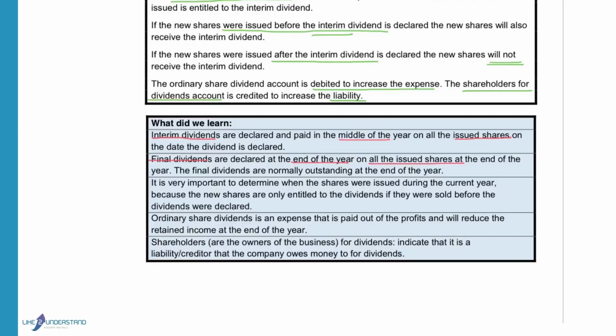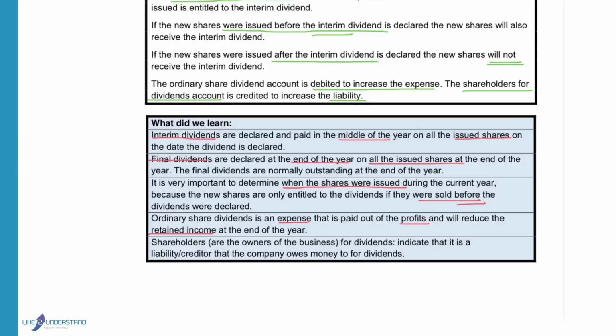It is very important to determine when the shares were issued during the current financial year. So you must determine the date that the new issue was made during the year, because these new shareholders will only be entitled to dividends if the shares were sold before the dividends were declared. Ordinary share dividends is the expense that is paid out of the profits, and it will reduce the retained income or accumulated profit at the end of the year.